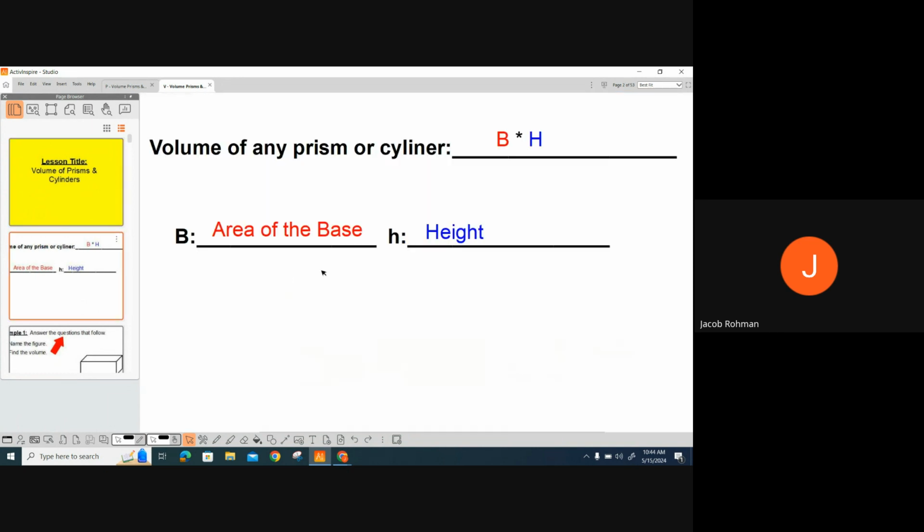Today the title is Volume of Prisms and Cylinders. So we're going to use a formula. The volume of any prism or cylinder is going to be B times H. And B represents the area of the base and H is going to represent the height.